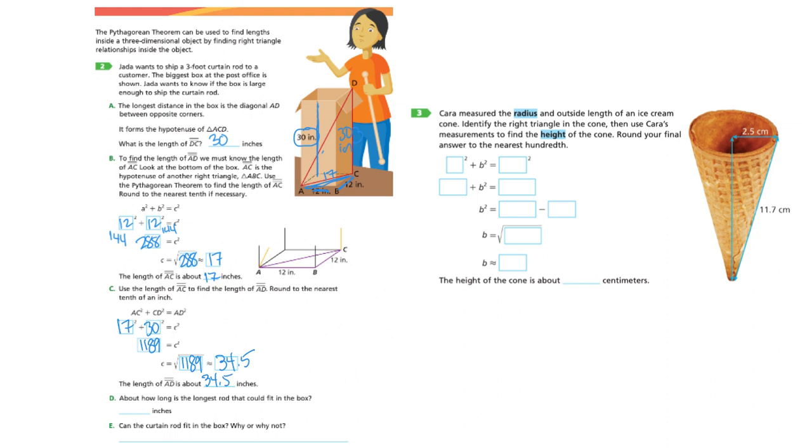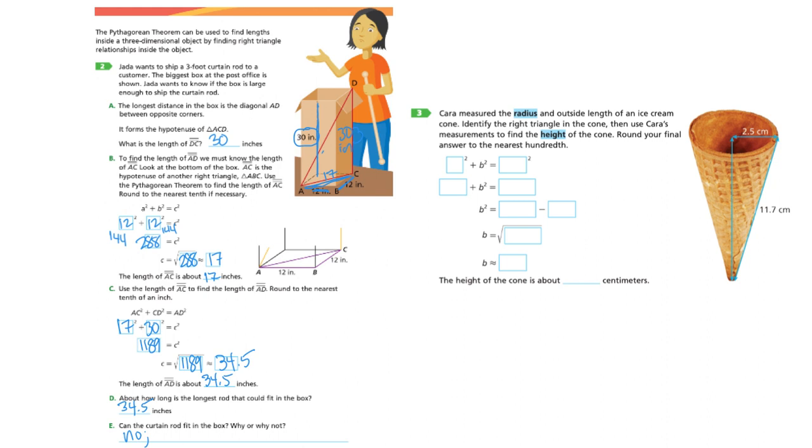About how long is the longest rod that could fit in the box? So again, about 34.5. If you've ever mailed anything for real, you'd probably want it to be a little bit shorter, but that's the longest that you could possibly fit in there. And so they ask, can the curtain rod fit in the box? Why or why not? If you look back at what they say at the beginning, she wants to fit a 3-foot curtain rod, and you know that is 36 inches. So you would have to say no. And just for the sake of time, I'll let you write out why or why not.